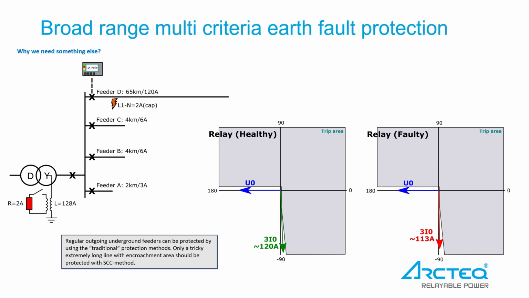The SCC method performs the trip based on the change in the network at the very beginning of the fault. To analyze the change, all three phase currents along with the residual current and the zero sequence voltage must be connected to the relay to be measured.